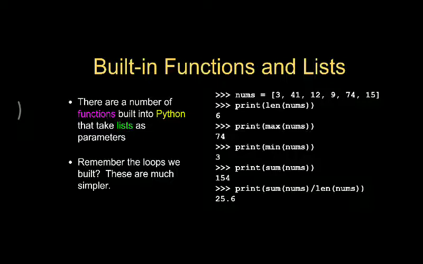Print sum of nums will add all the elements from the list called nums and display the result, which is 154. So these are different functions available for lists: len, max, min, sum. And finally we can also evaluate certain expressions here: print sum of nums divided by len of nums will give you the average. Then we can also calculate mean, standard deviation, so any of the expressions.